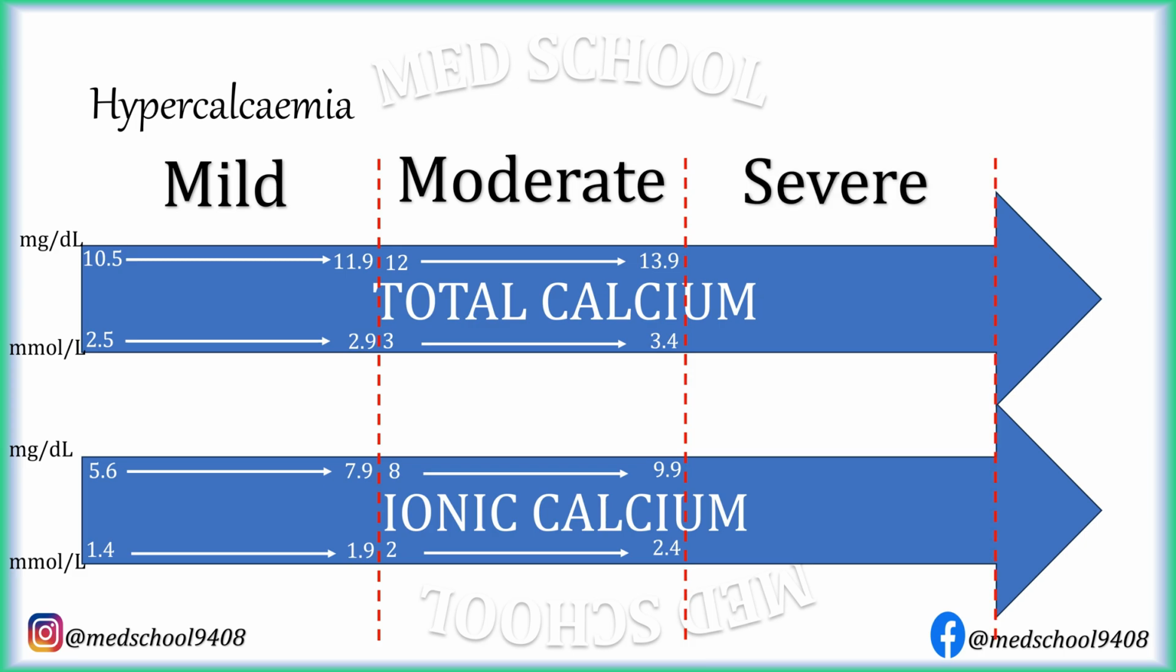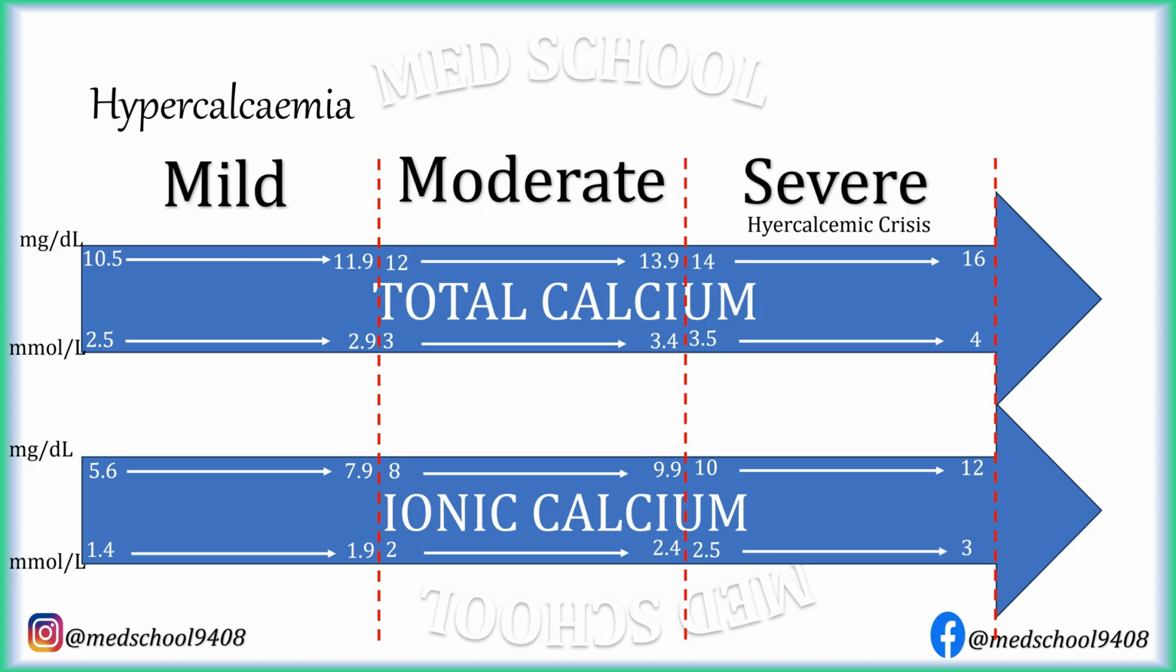Severe hypercalcemia is also known as hypercalcemic crisis. It is defined as serum total calcium level from 14 to 16 mg per deciliter or 3.5 to 4 millimole per liter, or ionic calcium level between 10 to 12 mg per deciliter or 2.5 to 3 millimole per liter.